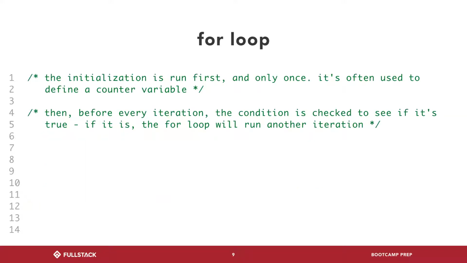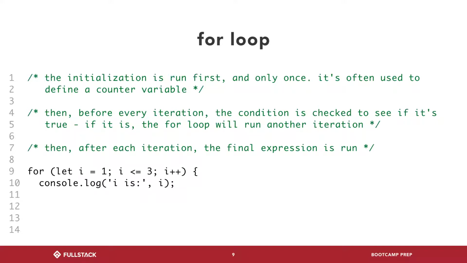So abstractly, it may be a little bit more confusing, but I think once we see the code, everyone will be pretty comfortable with it. Here on line 9, in the first section in the parentheses, we're saying, hey, let's create a new variable called i. We're setting it equal to 1. That's our counter. And then we're saying, run this as many times as we want until i is less than or equal to 3. And by the way, after we finish every loop, increment i by 1.